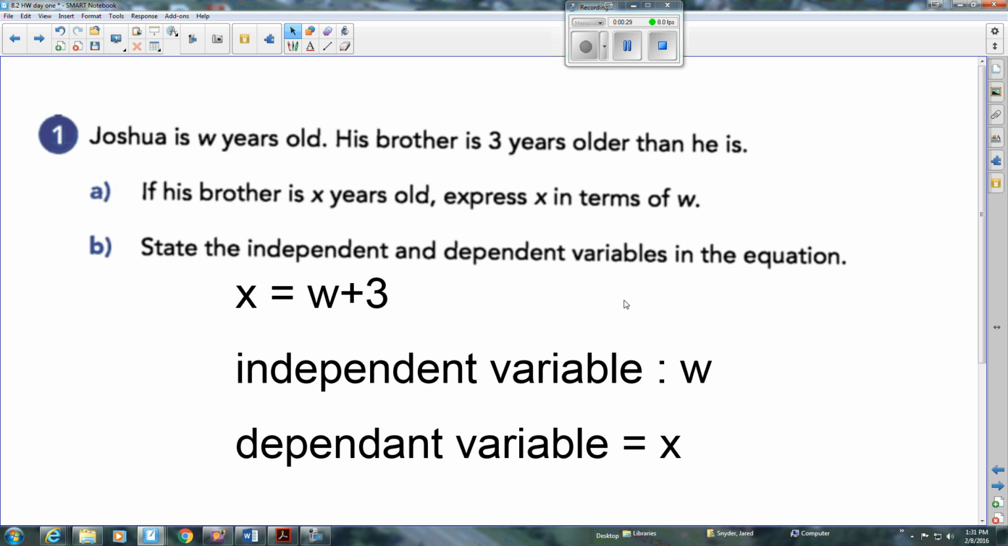State the independent and dependent variables in each equation. The independent variable is going to be W, and the dependent variable is X because it depends on what you do to W.